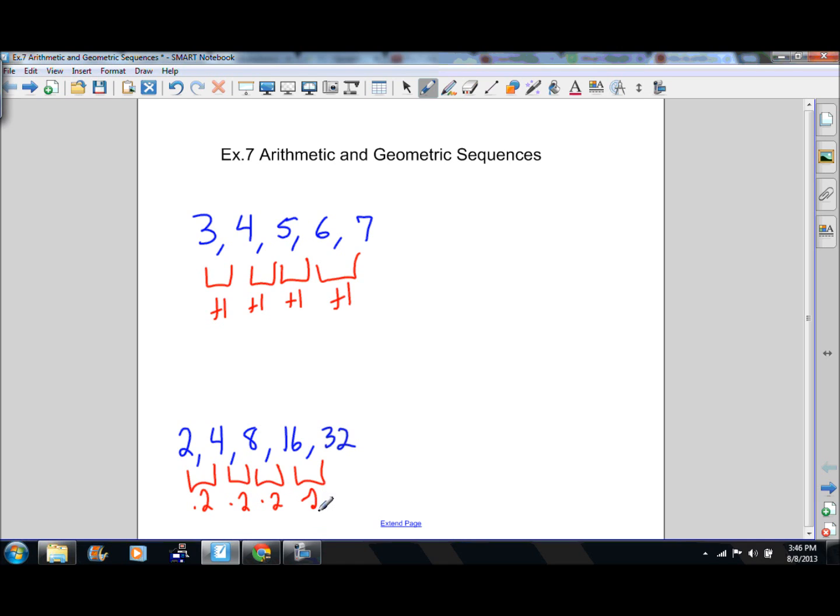So the thing that we're learning here is that this is arithmetic and this is geometric. Arithmetic is add, geometric is multiply. And that's it. That's the whole system. There's no secret. There's no trick here. If you have a pattern of addition, it's arithmetic. If you have a pattern of multiplication, it's geometric.